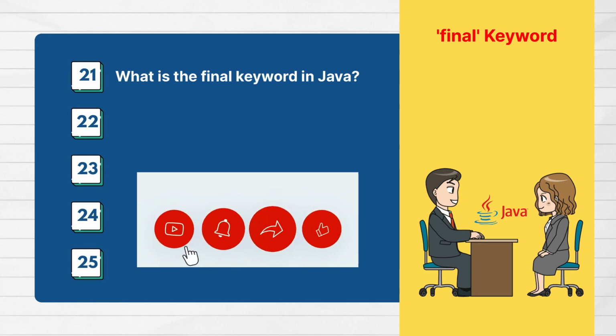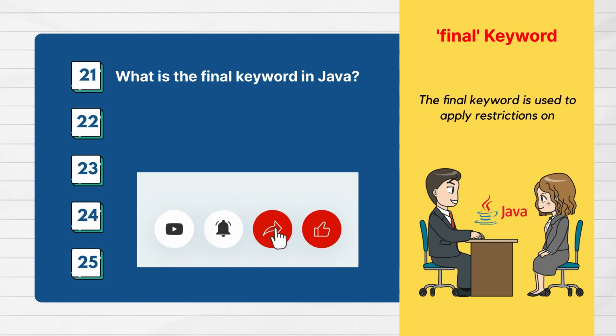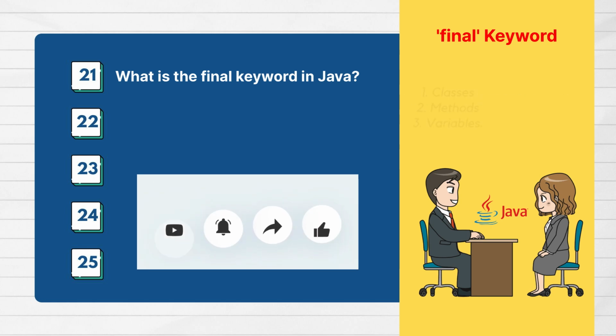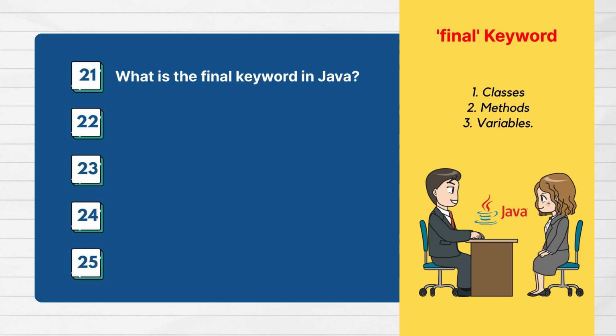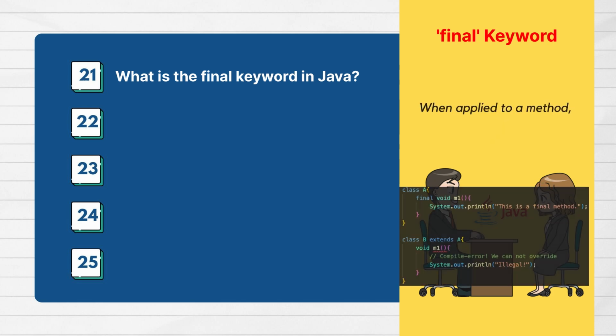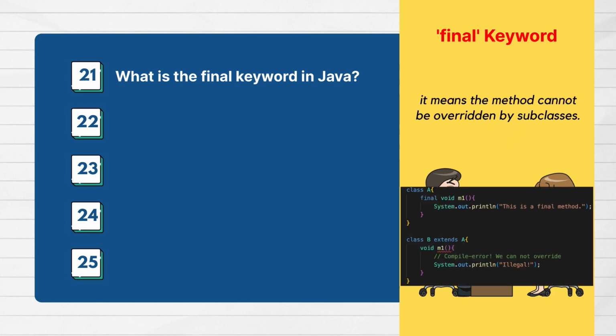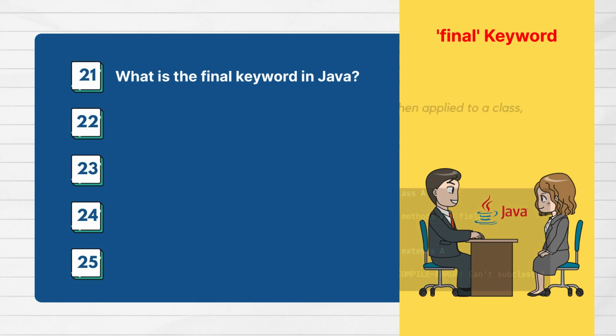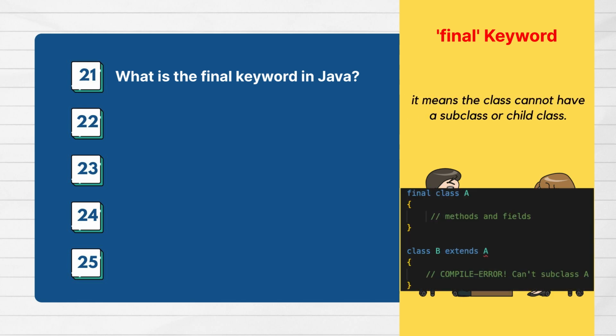What is the final keyword in Java? The final keyword is used to apply restrictions on classes, methods, and variables. When applied to a variable, it means the variable's value cannot be changed once initialized. When applied to a method, it means the method cannot be overridden by subclasses. When applied to a class, it means the class cannot have a subclass or child class.